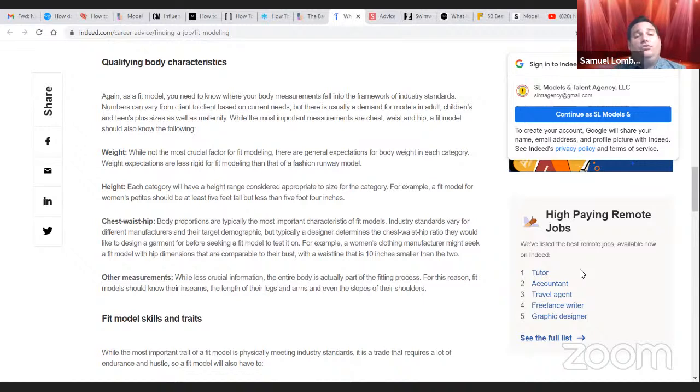Height. Each category will have a height range considered appropriate to size for the category. For example, a fit model for a woman's petite should be at least 5 feet tall, but less than 5 foot 4 inches. Okay. Well, I'm about 5'8".